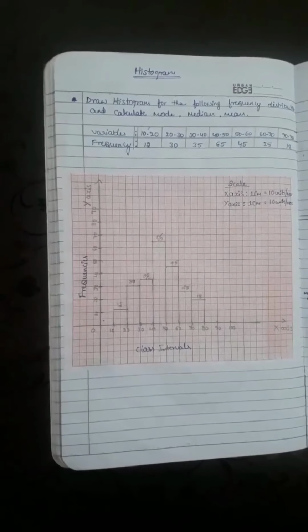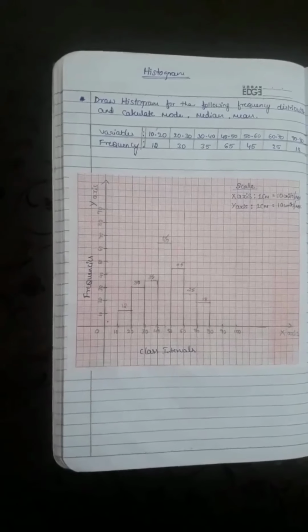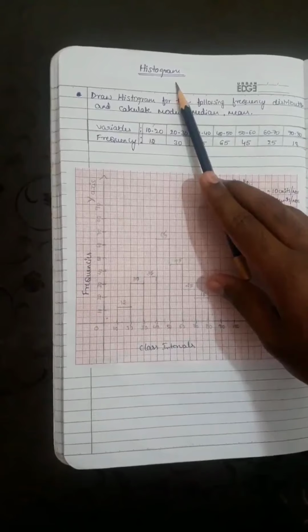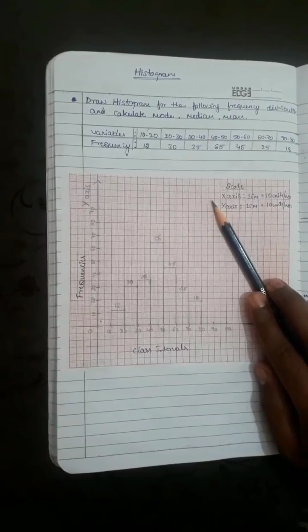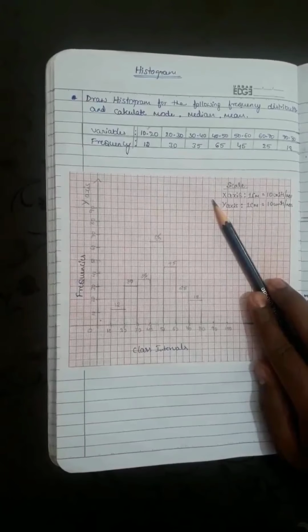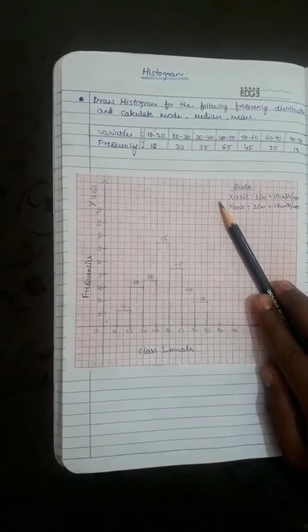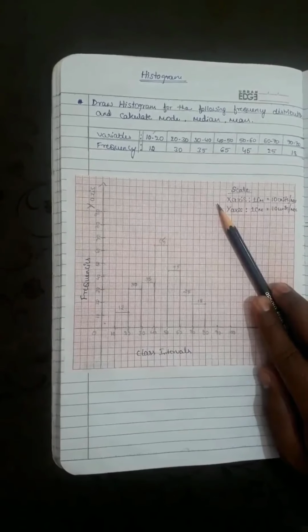In this video I am going to explain one topic, that is histogram. See, histogram is nothing but a graphical representation of mean, median or mode. There is one more graphical representation, the ogive, in your syllabus, that I will explain in another video. In this video I am going to explain about histogram.